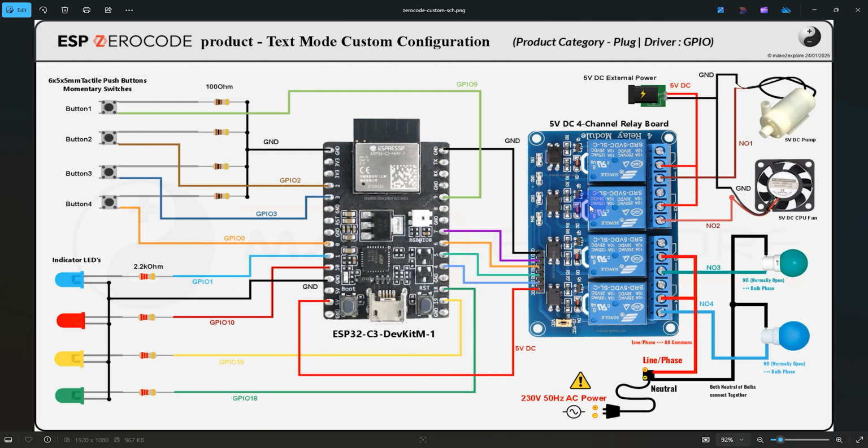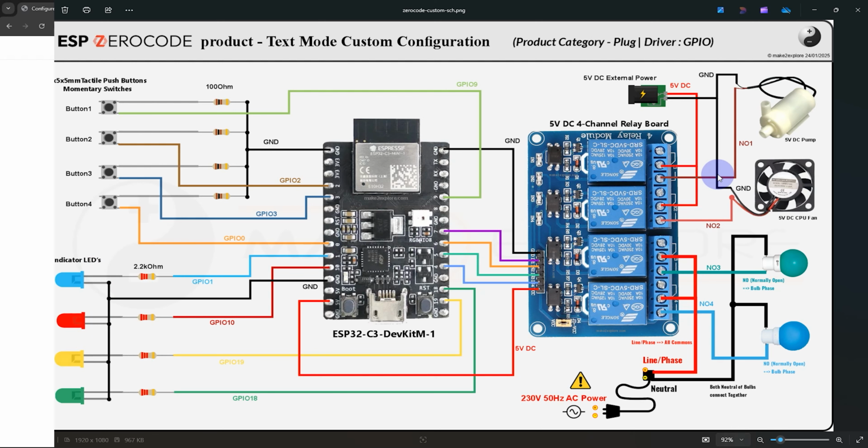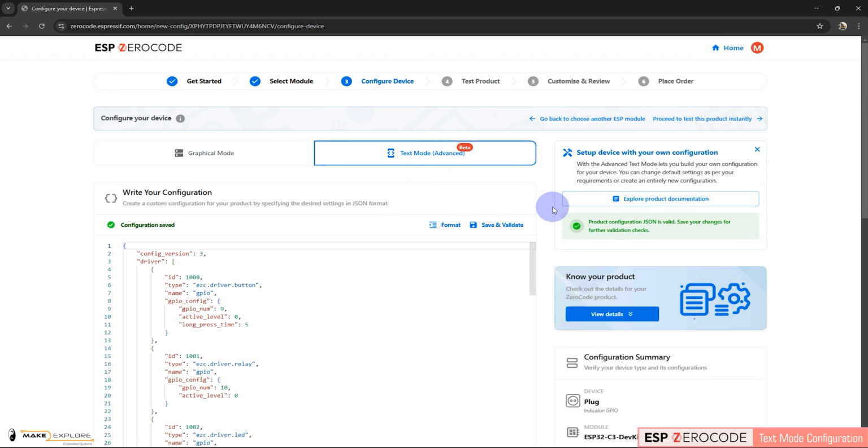Before going to advanced text mode configuration, let me show you the circuit diagram again. So we're going to create a ZeroCode product, which will consist of 4 sockets, 4 manual momentary switches in the form of tactile push buttons, and 4 indicator LEDs. Okay, so this was about the circuit diagram of the ZeroCode product which we're going to create.